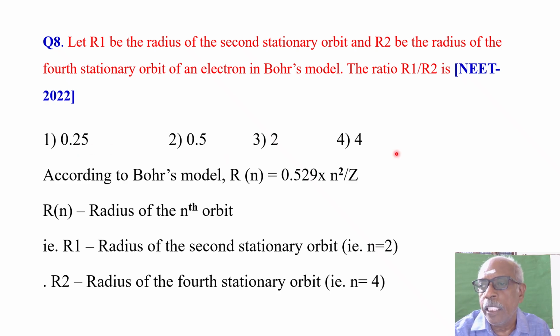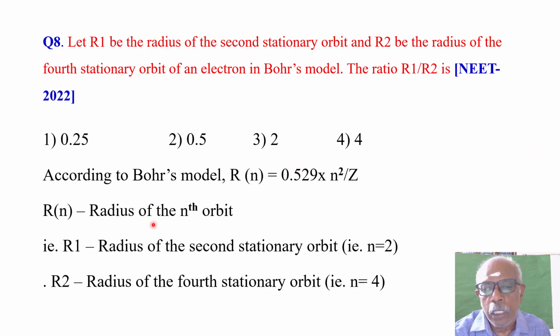So this question has been asked in the NEET examination in the year 2022. How to solve this problem? According to Bohr's model, R of n, it means what? Radius of the nth orbit is equal to 0.529 into n square divided by Z. So Z is the atomic number of the particular atom, n is the order of the orbit, and R is its radius.